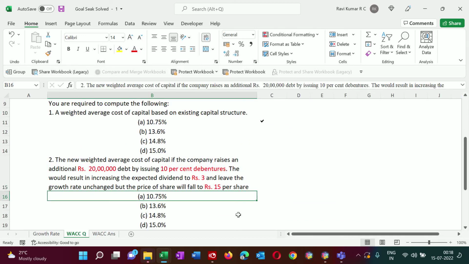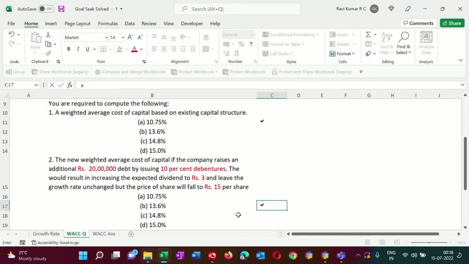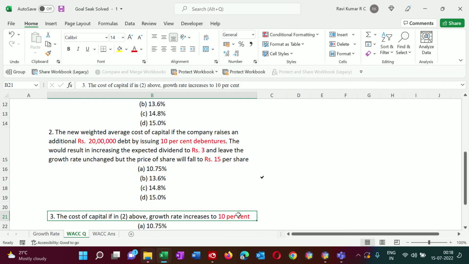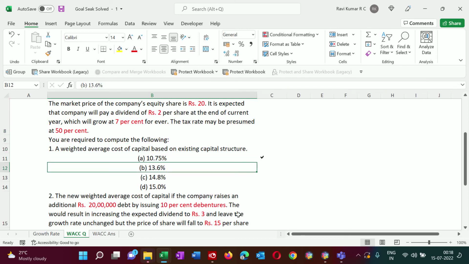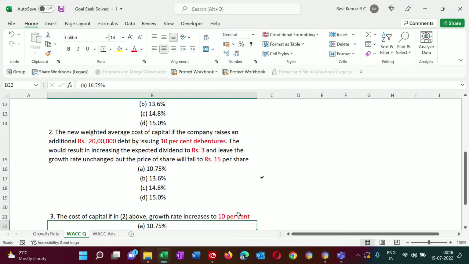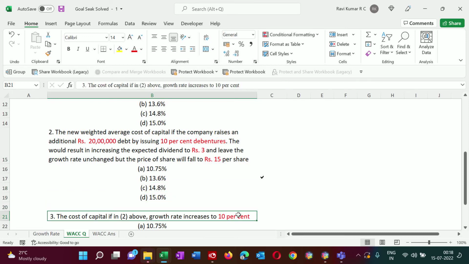Is the answer right or wrong? We'll check it out. 13.6. Yes. Put the tick mark for this. Now the third question which they are asking is the cost of capital if, in two above, the growth rate increased to 10%. If you look at the previous, the original growth rate is 7%. In the second problem, they have not asked about the growth rate. They said it remains the same. Now all the information pertaining to problem two remains the same except the growth rate.